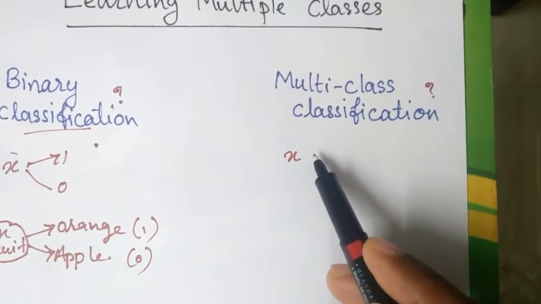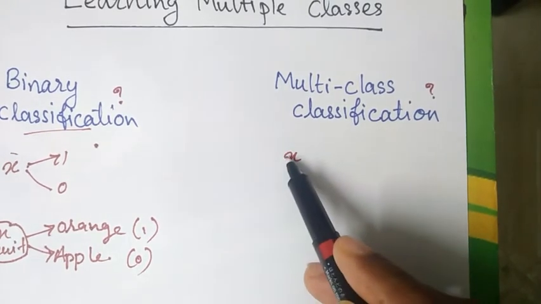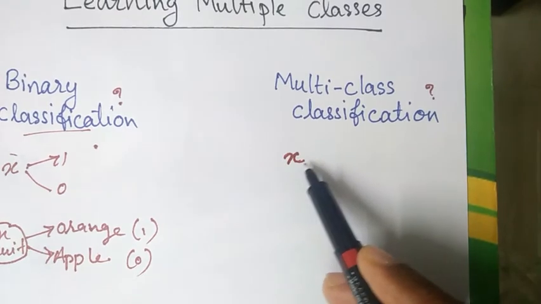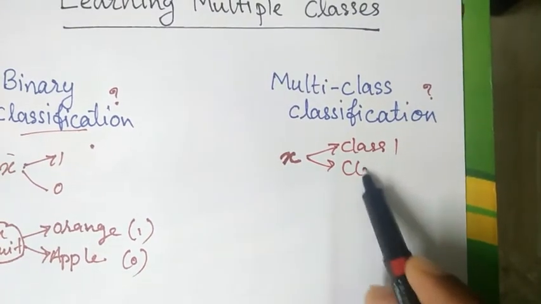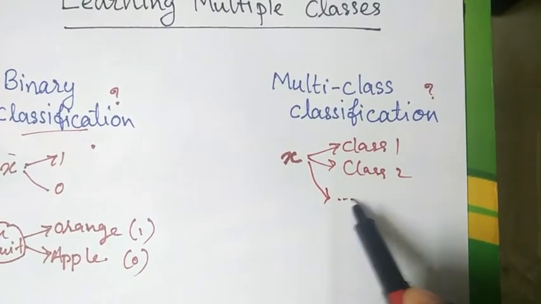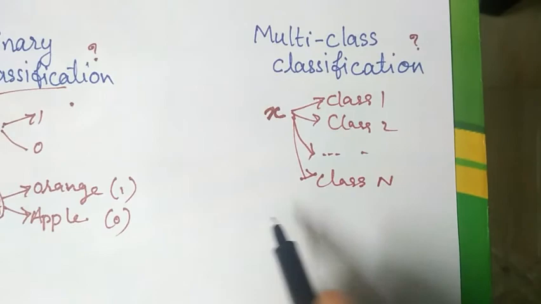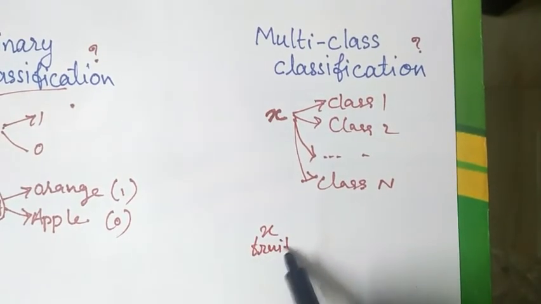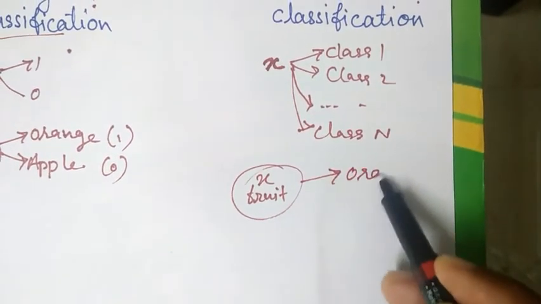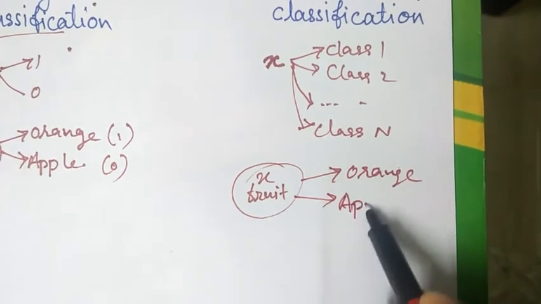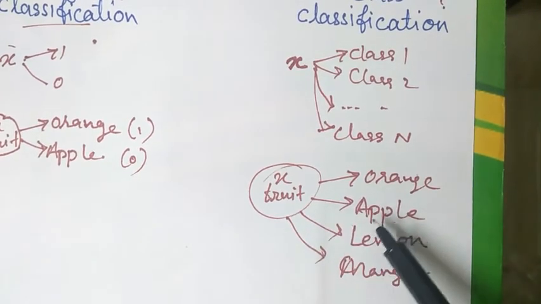In a multi-class classification problem, there are many classes, more than two classes. That is, we want to classify X into many classes, say class 1, class 2, etc., class n. There are n classes. For example, X is a fruit, and we want to classify this fruit whether it is an orange or apple or lemon or mango. So these kind of problems are multi-class classification problems.